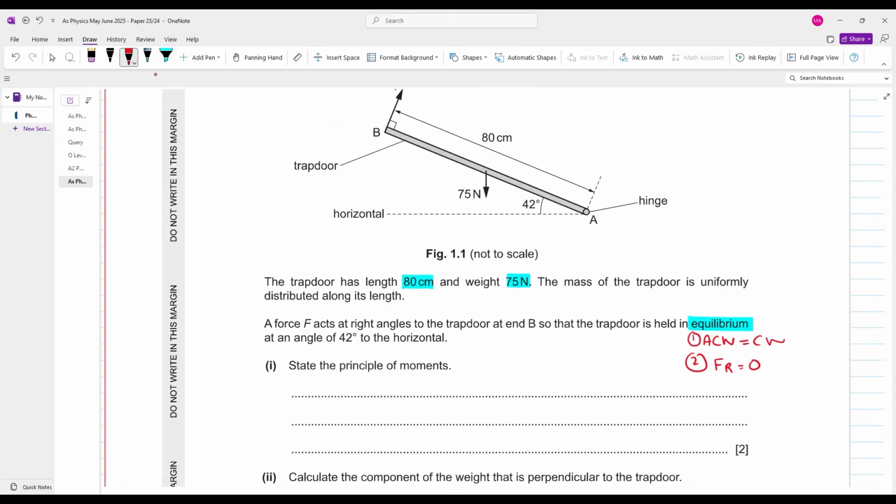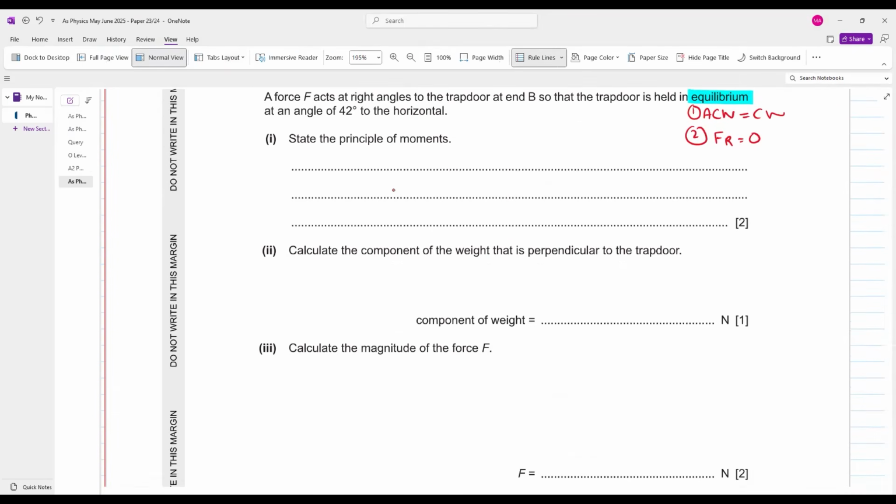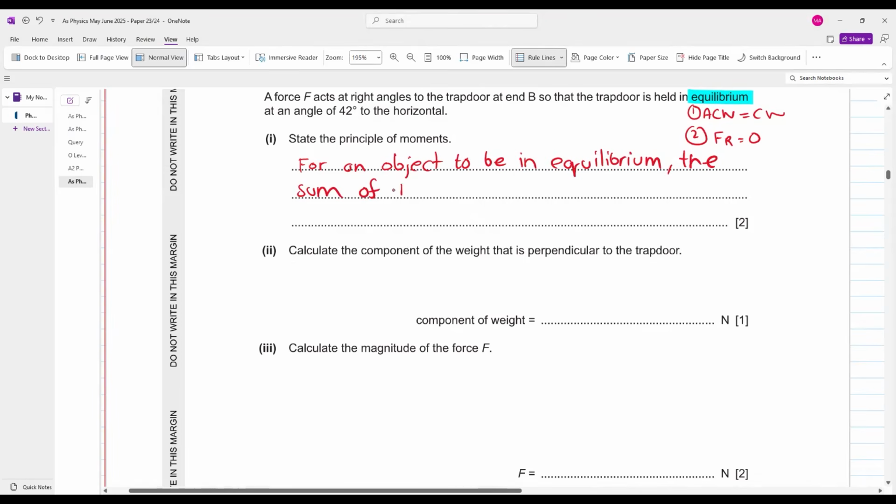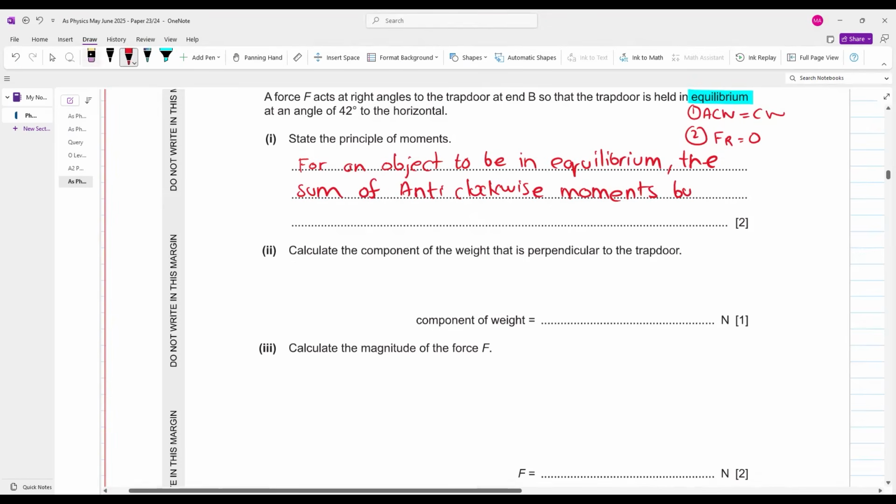State the principle of moments. What will you say? You will say, for an object to be in equilibrium, the sum of anti-clockwise moments must be equal to the sum of clockwise moments. Simple, easy peasy, nothing complicated here.